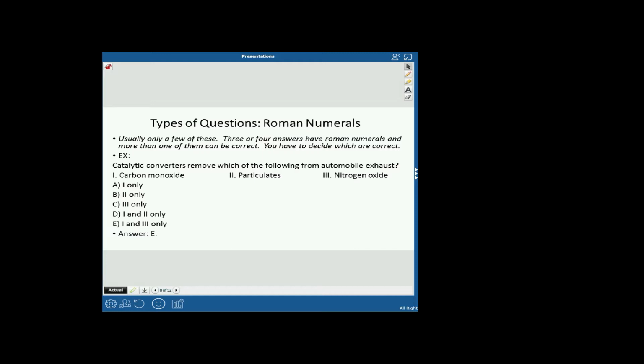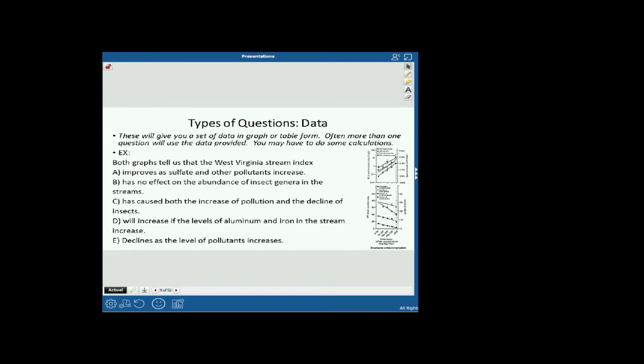It says catalytic converters remove which of the following from automobile exhaust? I, carbon monoxide, II or 2, particulates, 3, nitrogen oxide. And they'll say 1 only, 2 only, 3 only, 1 and 2, 1 and 3. And you have to pick. And the answer to this one is E. I really don't like these types of questions. They're my least favorite, I would say.